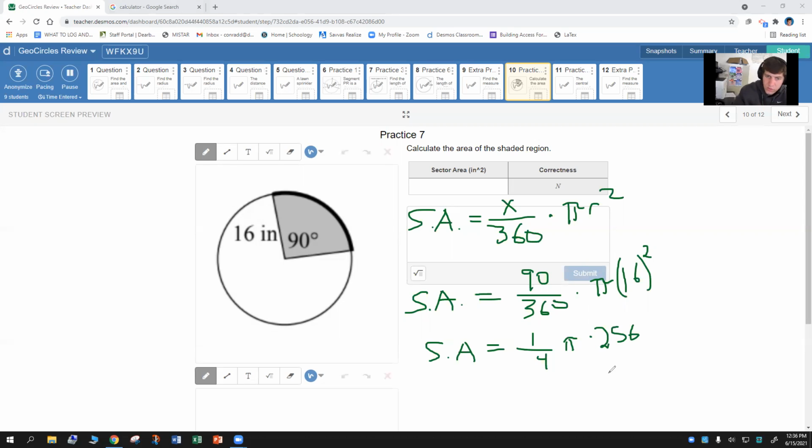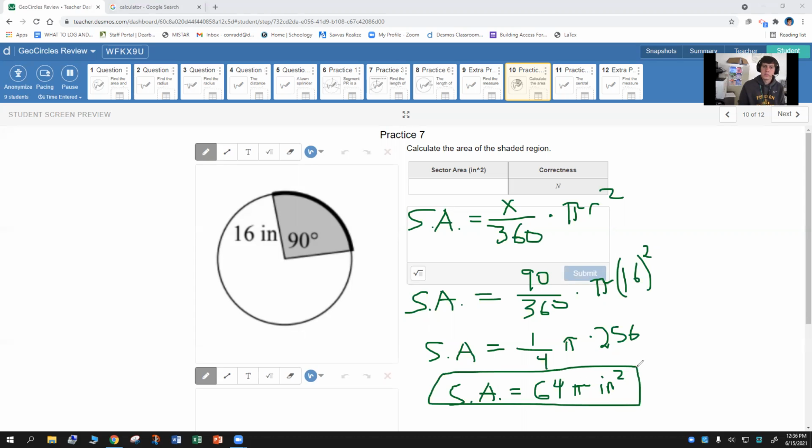When we do 256 divided by 4, what is that, 64? So we're left with 64 pi. 1/4 of 256 is 64, so 64 pi. And that's going to be inches squared, because it's area. Area is a two-dimensional space, so it's got to be inches squared.